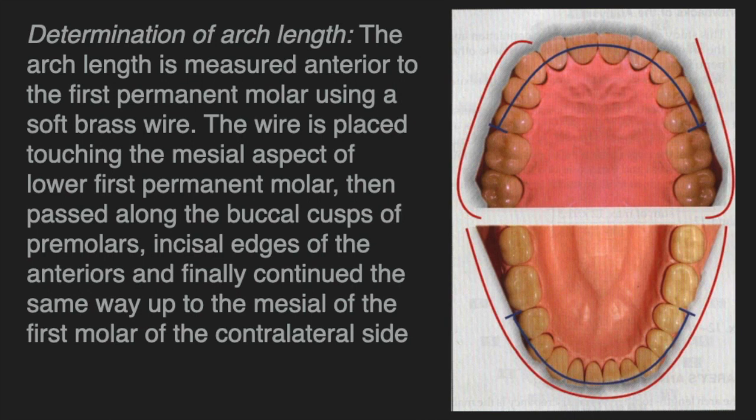The brass wire should be passed along the cingulum of the anterior teeth if the anterior teeth are proclined, and along the labial surface of the anterior teeth when they are retroclined. The mesiodistal width of all teeth anterior to the first molar are measured and summed up as total tooth material. The difference between the arch length and the actual measured tooth material gives us the discrepancy. This discrepancy is then interpreted as the amount of discrepancy between the arch length and tooth material.